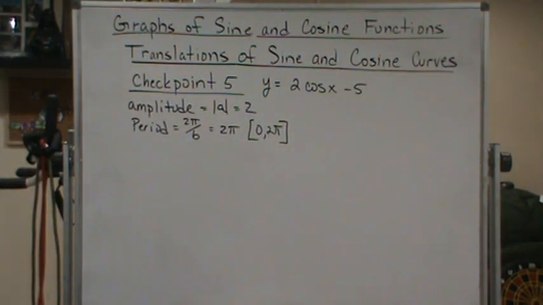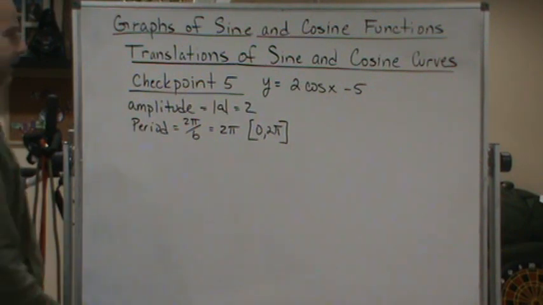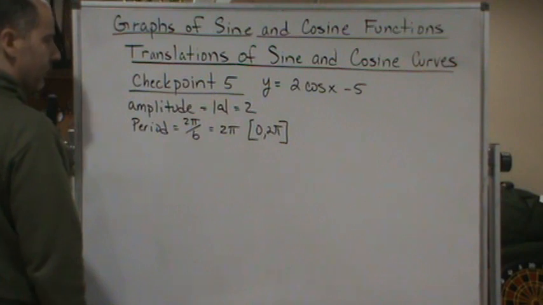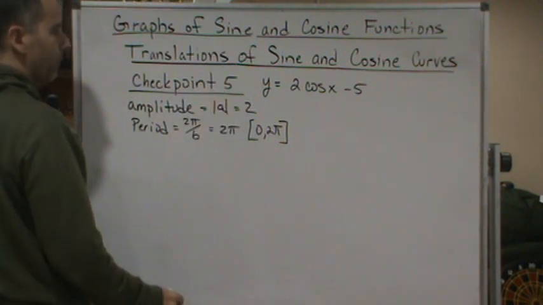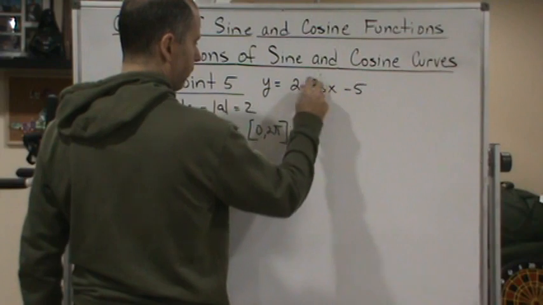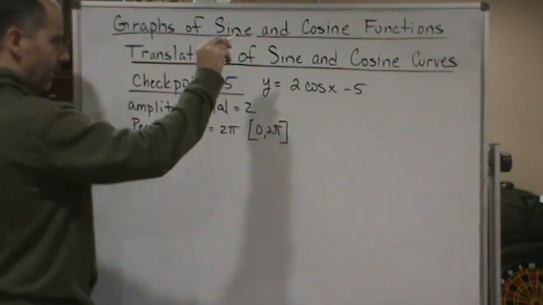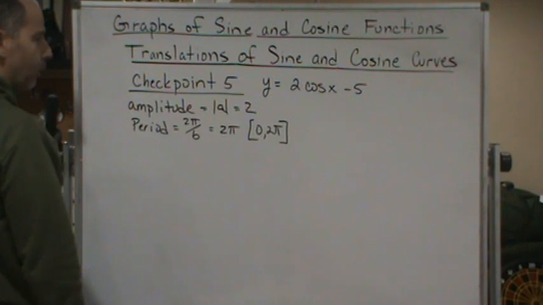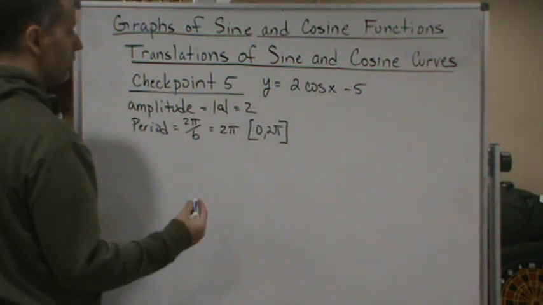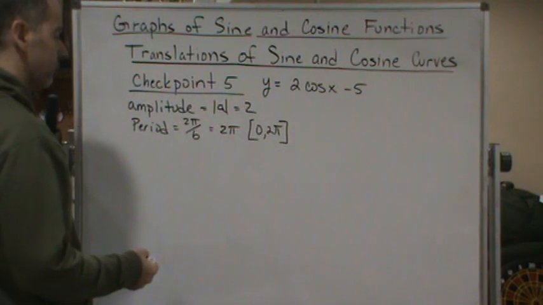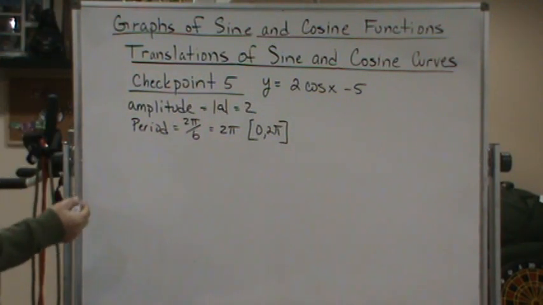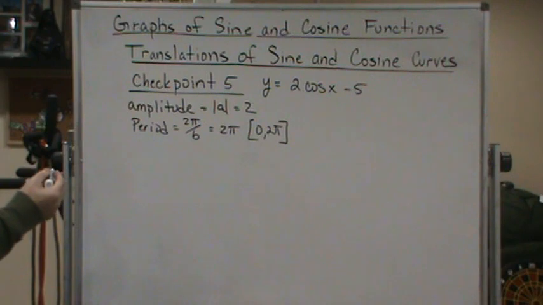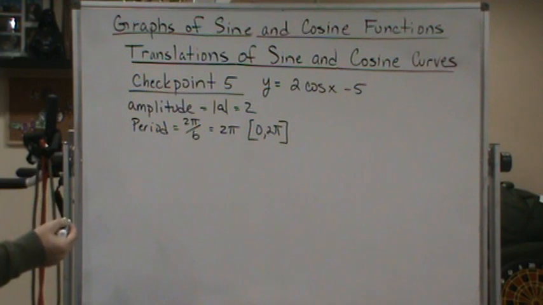Okay, now, let's look at, now normally, again, if the minus 5 wasn't there, it would oscillate between 2 and negative 2. But since we're subtracting 5 from the whole function here, that means it's going to be a vertical shift down 5 units. So this is going to oscillate not between 2 and negative 2, but it's going to go between negative 3 and negative 7.